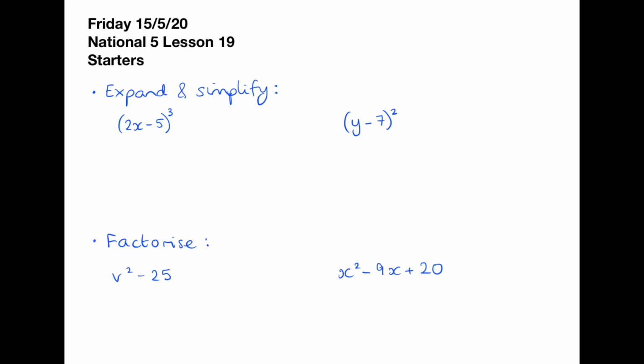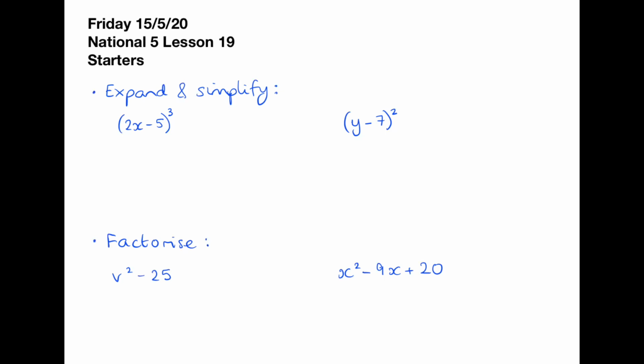Well done, we've made it to the end of the week. So we're going to do starters, which involve multiplying out and simplifying and factorising. And then we're going to do a little bit more practice at factorising by completing the square. Well done if you've stuck with me all this way, because that means we've made it to the end of our brackets and factorising chapter.